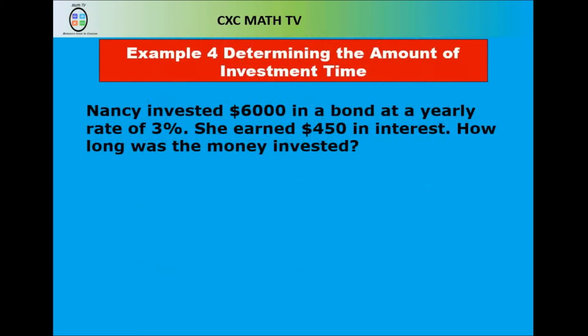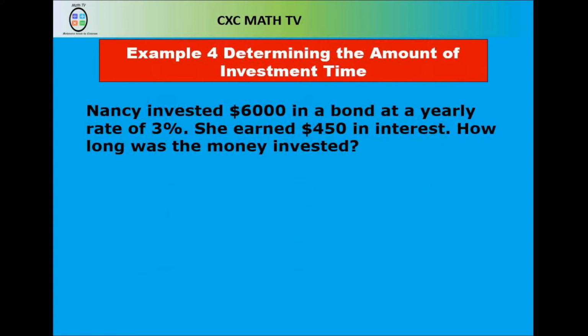Okay, next question. Pause the video and attempt. It says Nancy invested $6,000 in a bond at a yearly interest rate of 3%. She earned $450 in interest. How long was the money invested? Pause the video and attempt this question for me.